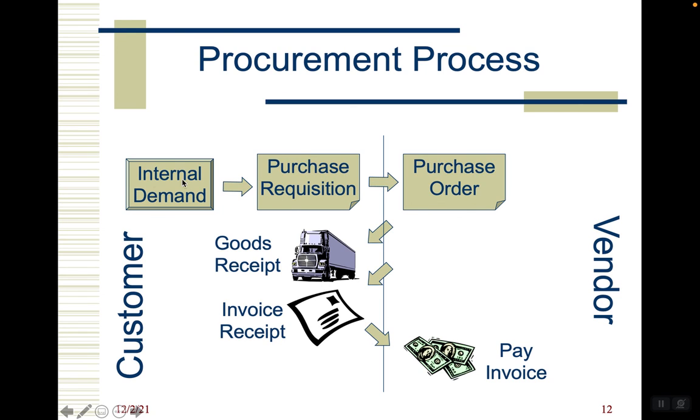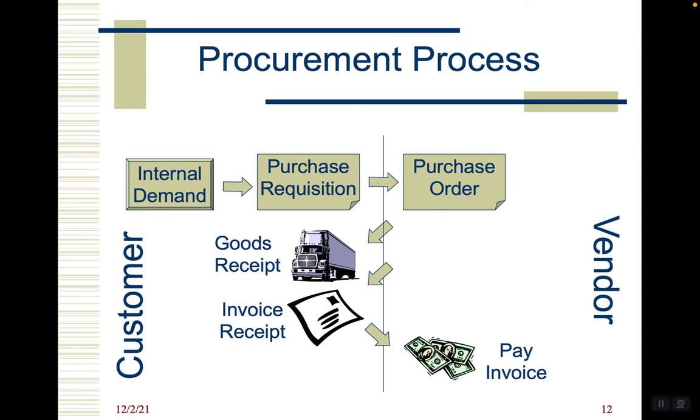So as we see, we have a material, internal demand, or whatever circumstances says we have to buy something. We generate a requisition. The requisition is then reviewed, approved, and used to generate a purchase order. It goes to the vendor. The vendor will then send us the material. We will receive the material, acknowledge it, log it, register it, and put it into inventory.